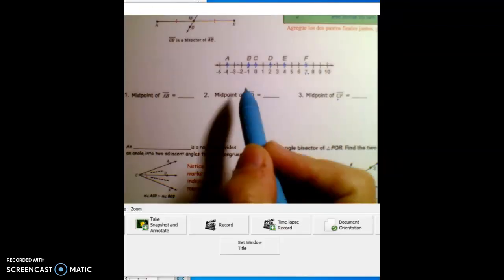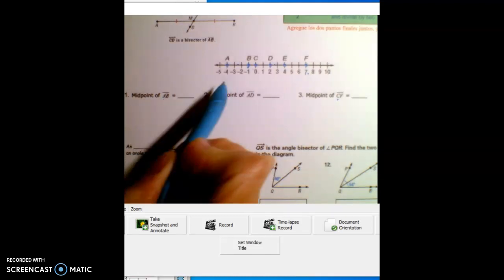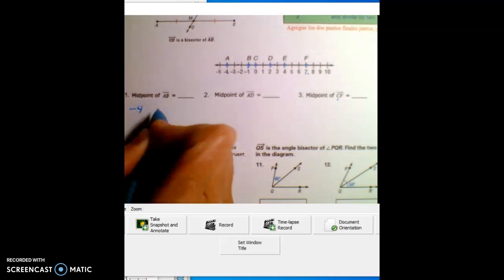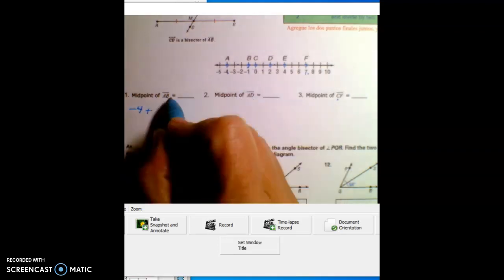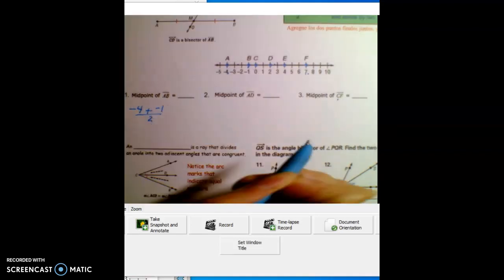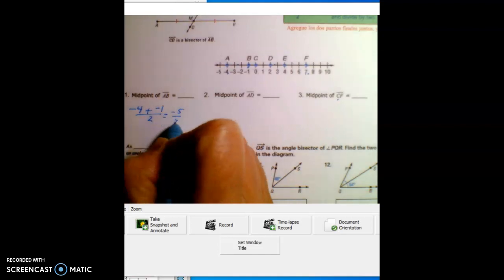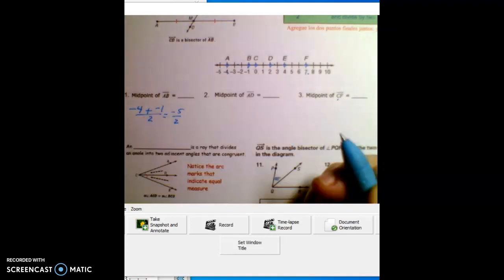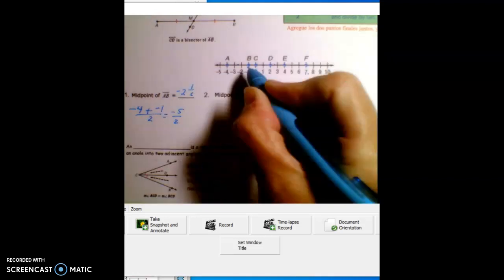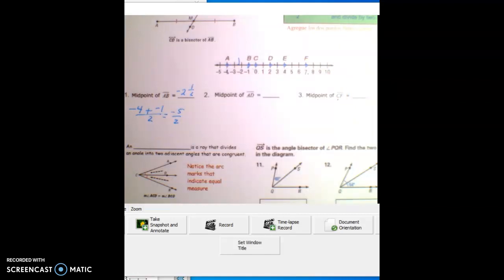Okay, so let's practice finding some of these. The midpoint of AB, so we need to find the point A. The point A is at -4. I'm going to add to that B, and B is -1. Well, -4 plus -1 is -5 over 2. So the midpoint would be -2.5. And if I come here and I see -2.5, it would be right about there. And that makes sense.